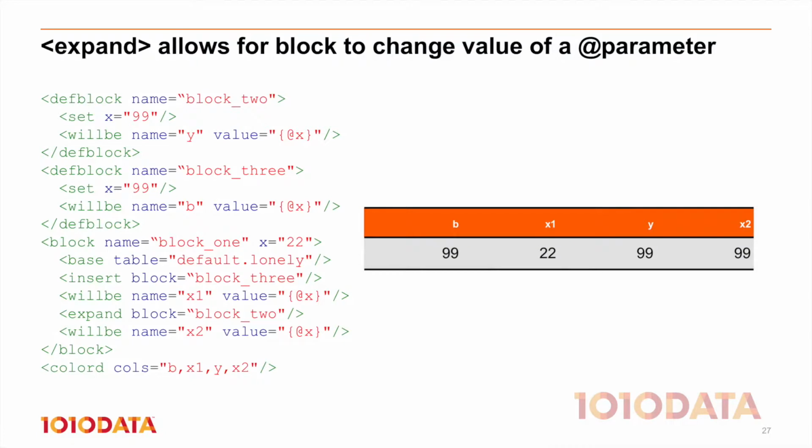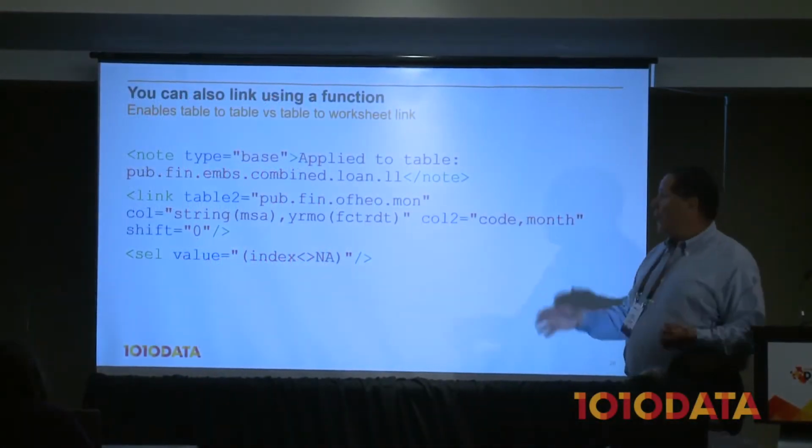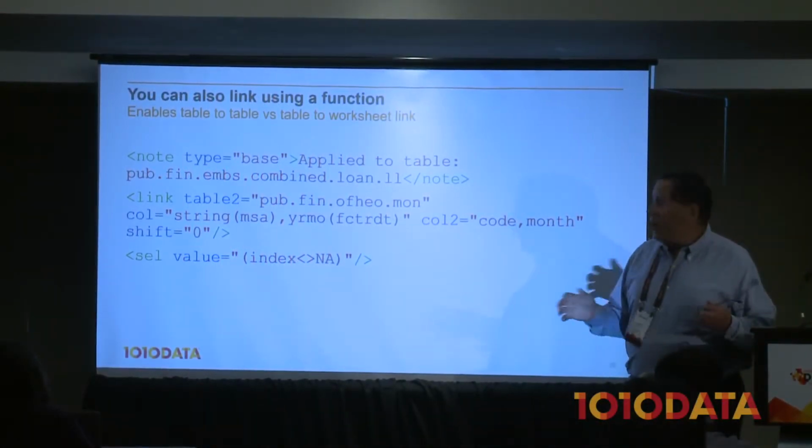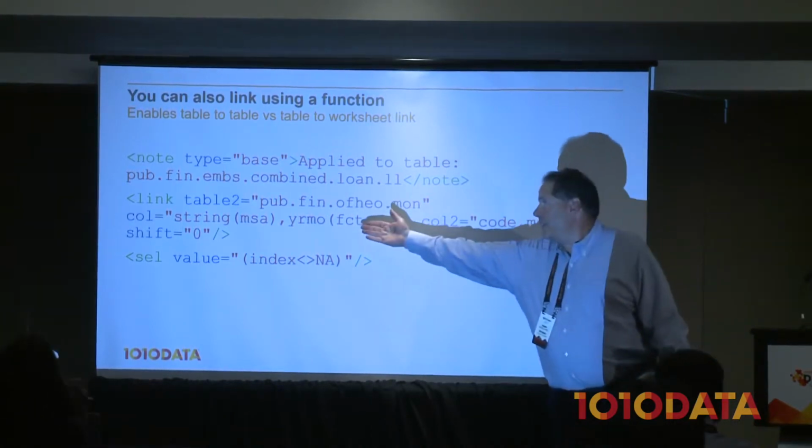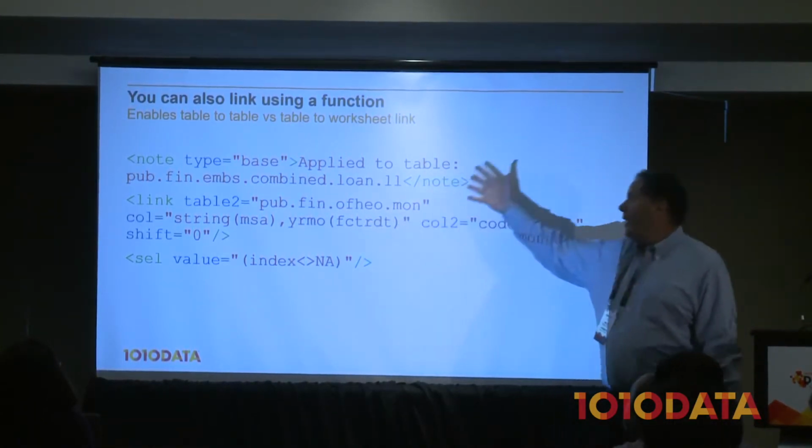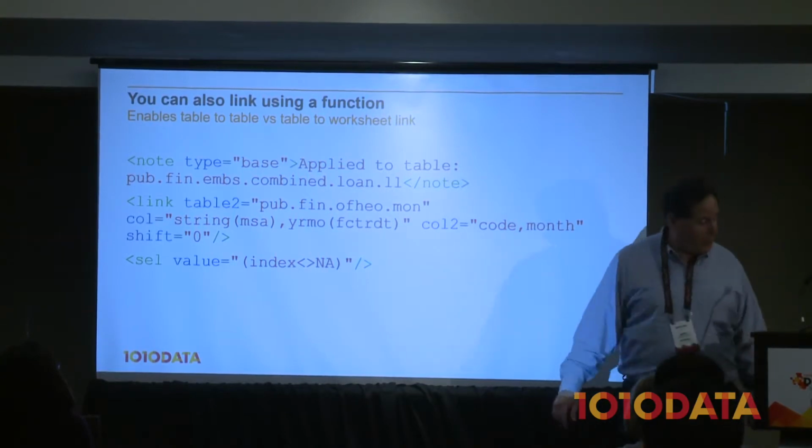You could also use a function. You could also change things on the fly in links. So how many times have you been trying to link, for example, to an HPI table, and you forget that you've got an MSA in one case that's a string, and it's an int in another case, or you've got year, month, day in one table, and just year, month in the other table, so you have to go back and create new columns. In this case, you don't have to do that anymore. You can just write the functionality right here, and again, you're just linking two tables instead of two worksheets.